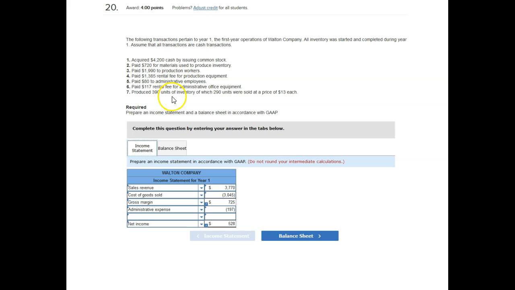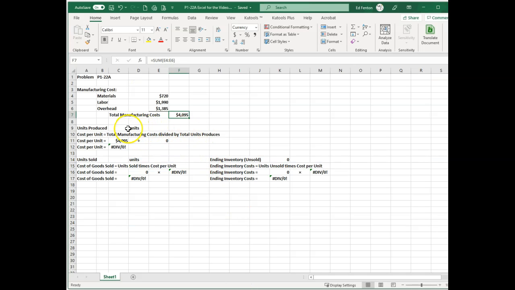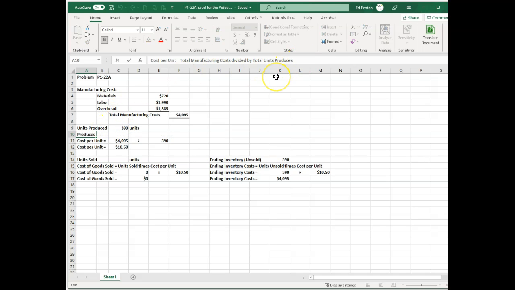Now we produced 390 units, of which 290 were sold at a price of $13 each. Okay. Now let's take the 390 that we produced. Go to the Excel spreadsheet. We produced 390 units, and what I've done is show you that the cost per unit will equal the total manufacturing cost, what we have right here, divided by total units produced. Well, I misspelled that word. Let me see if I can correct that right now. There, that looks better. Okay. So the 4,090 divided by 390 is $10.50 per unit.